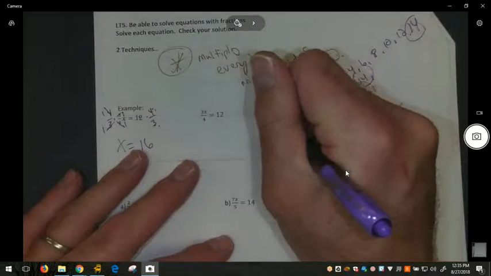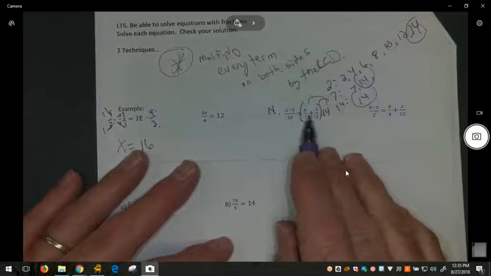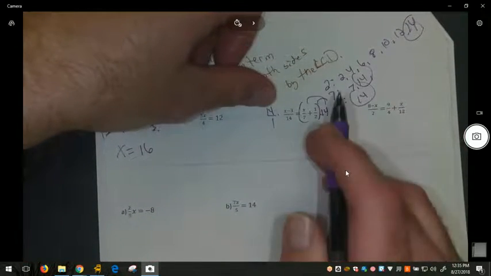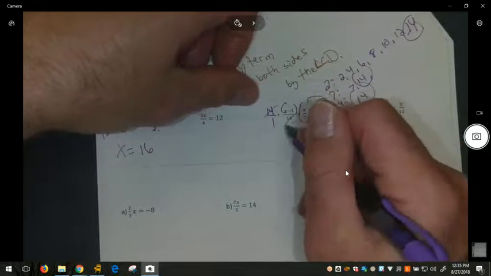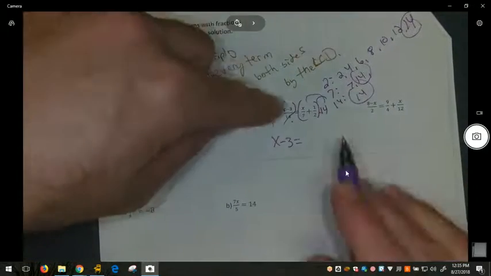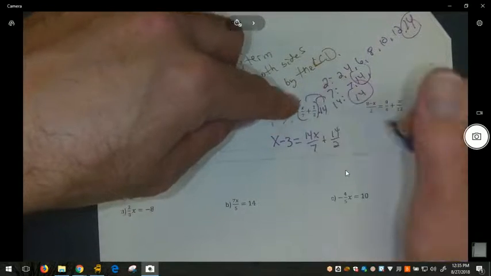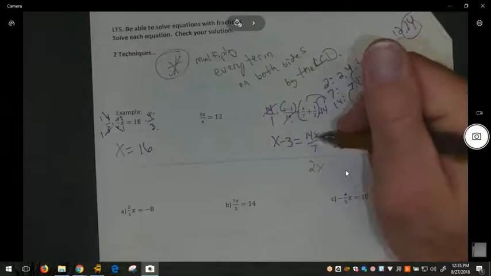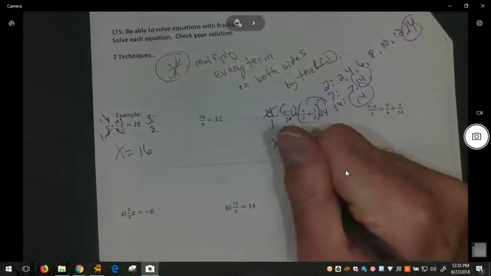So whatever I do to one side, I can do to the other side. So I'm going to multiply every single term by 14. Here, 14 times the expression x minus 3 over 14, the 14's divide away, leaving me a factor of 1. So I have x minus 3 on the left-hand side. Here I have 14x over 7 plus 14 over 2. This gives me 2x when I reduce 14/7 is 2. 14 over 2 is 7.